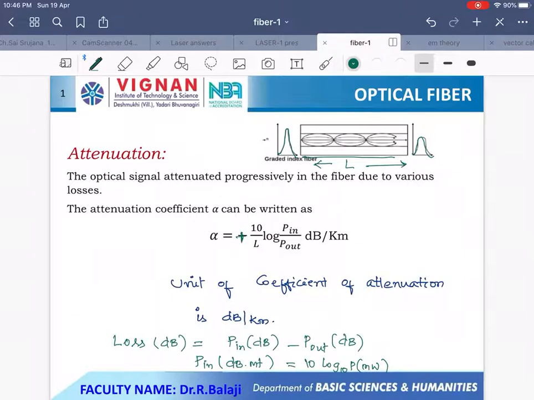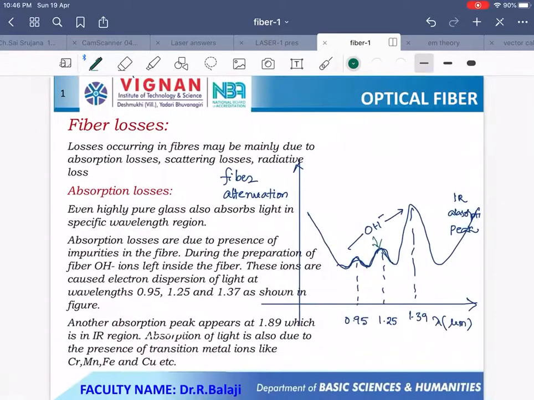And here there is a formula. By using this formula, we can convert the power into decibels, and the power in decibels you can convert into milliwatts. So by using this formula you can easily convert from milliwatts to decibel meter and decibel meter to milliwatt. This is a very important formula, but it is not in our syllabus. No problem. Now fiber losses.